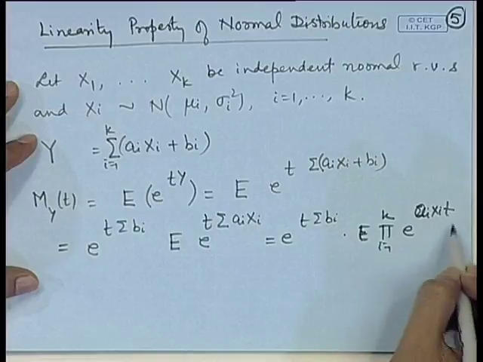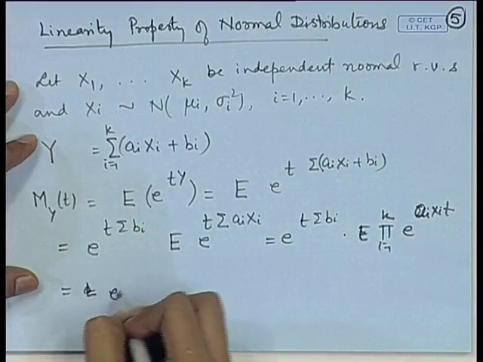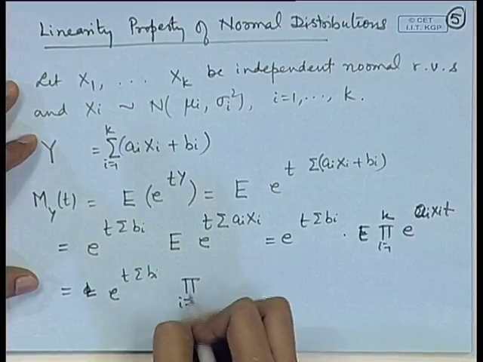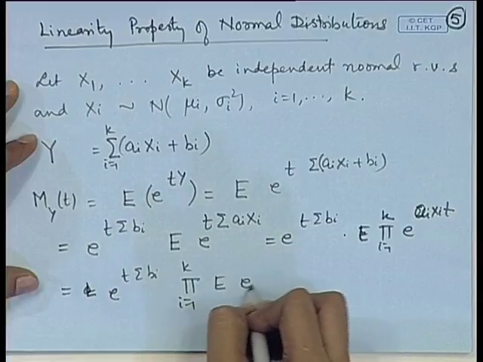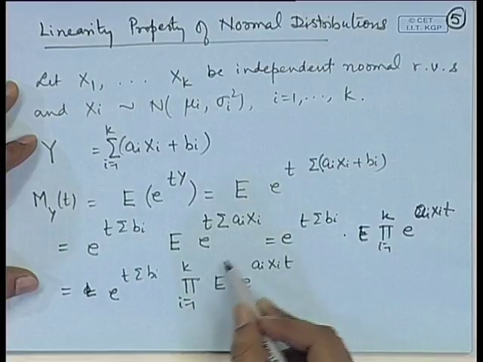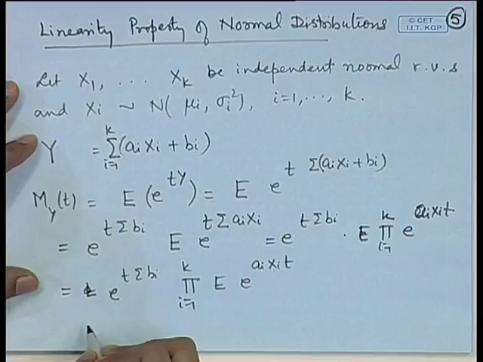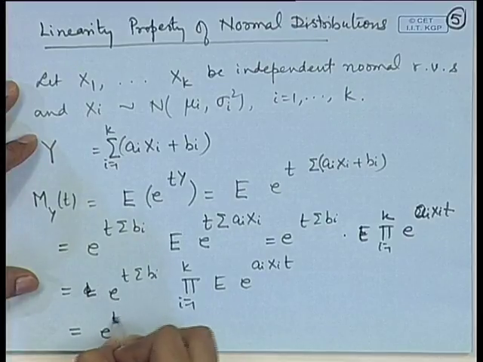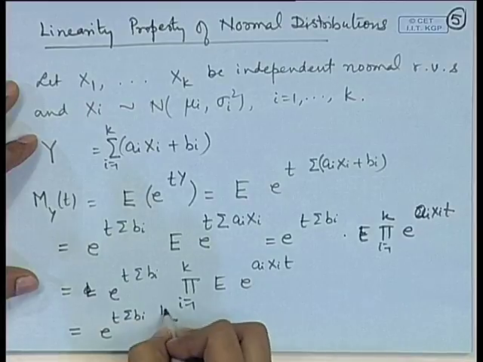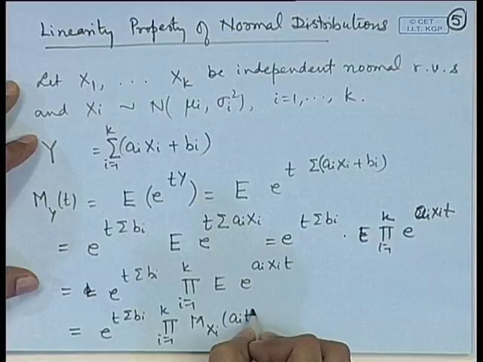Now, here the x i's are independent variables, therefore this term is simply e to the power t sigma b i times the product over i equal to 1 to k of the expectation of e to the power a i x i t. Now, this is nothing but the moment generating function of the random variable x i at the point a i t. So, e to the power t sigma b i times the product over i equal to 1 to k of the moment generating function of x i at a i t.